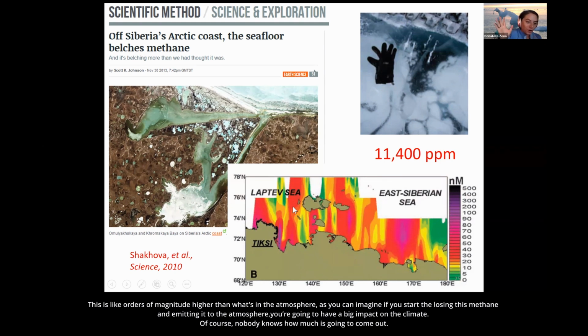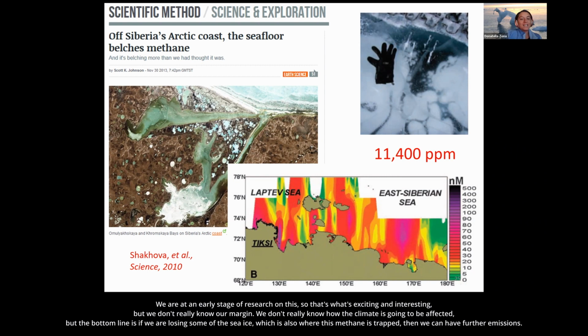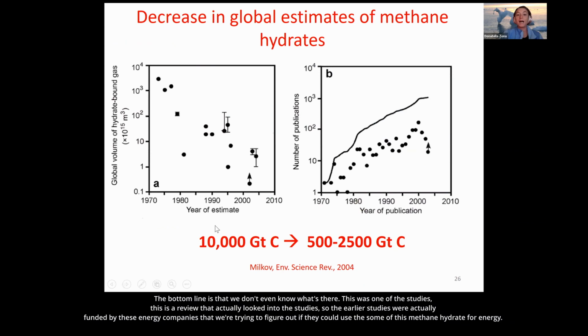Of course, nobody knows how much is going to come out. We are at an early stage of research on this, so that's what's exciting and interesting. We don't really know how much, and we don't really know how the climate is going to affect it. But the bottom line is, if we are losing some of the sea ice, which is also where this methane is trapped, then we can have further emission. We don't even know what's there. So this was one of the studies.